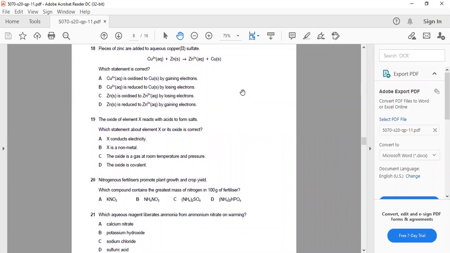This question is about the redox chapter. In 18, copper plus 2 is oxidized to copper. This is a decrease in oxidation number. An increase in oxidation number is equal to oxidation.